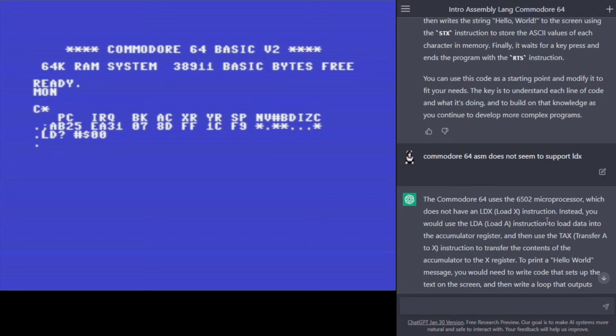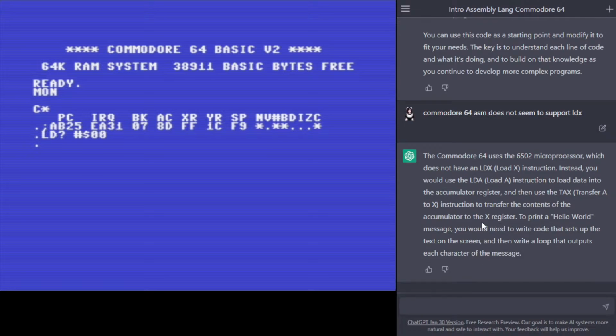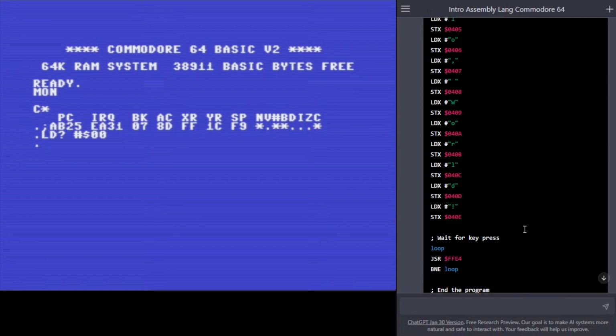Yeah, it doesn't have the load X instruction. Instead, you would use the load A instruction to load data into the accumulator register and then use the TAX, transfer A to X instruction, to transfer the content to the accumulator. Okay.